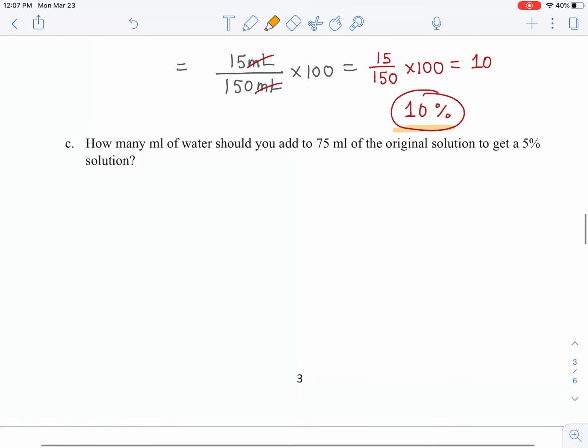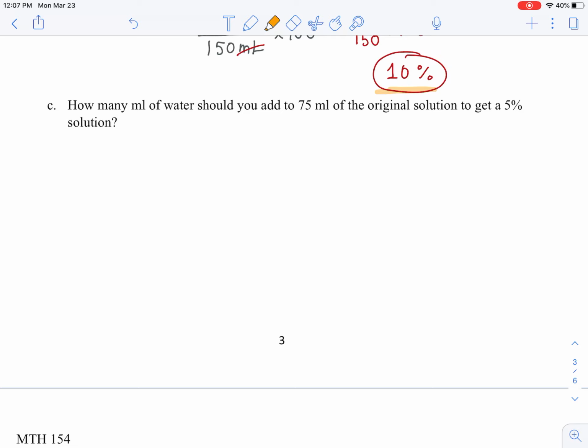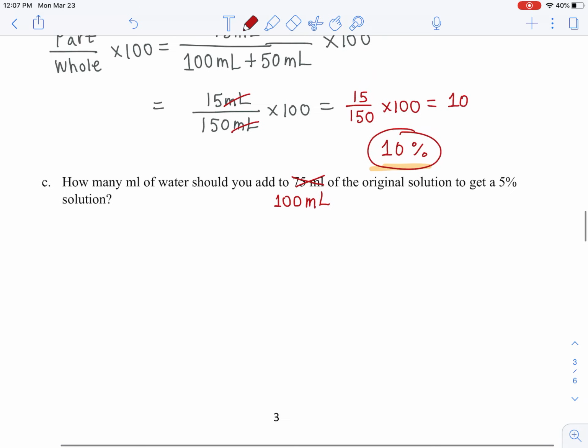So part C: how many milliliters of water should be added? Do me a favor. I want to keep on doing the same number. Can you change that number 75 milliliters to 100 milliliters? Because I want to keep on using the same problem. There's no reason for me to go back to some other solution right now. So how many milliliters of water should you add to 100 milliliters of the original solution to get a 5% solution?